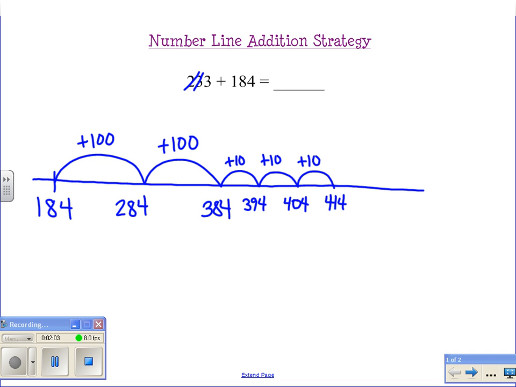And lastly, I need to add the 3 ones. So I'm going to make a tiny little hop, say plus 3. 414 plus 3 is 417. And I circle my answer.